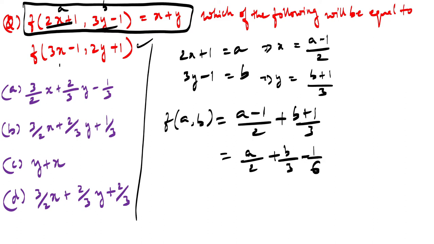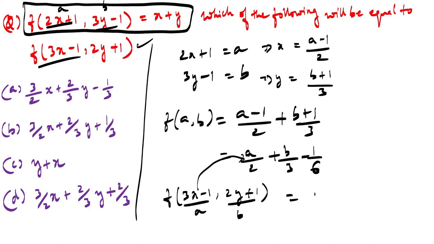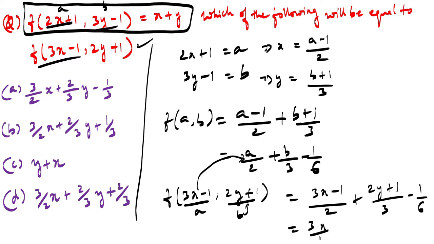So just we have to find out the value of this function. So f of 3x minus 1 comma 2y plus 1. This is equal to a and this is equal to b, as we already know. Just substitute this here. So 3x minus 1 by 2 plus, what is b? B is 2y plus 1 by 3, minus 1 by 6. So if we further simplify, we will get 3x by 2 plus 2y by 3 minus 1 by 3.